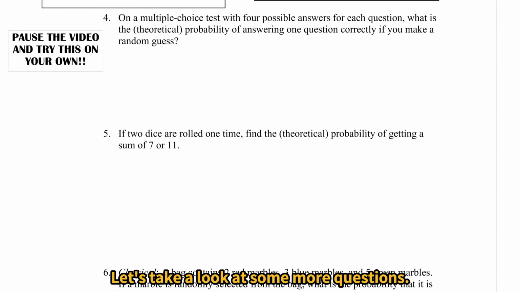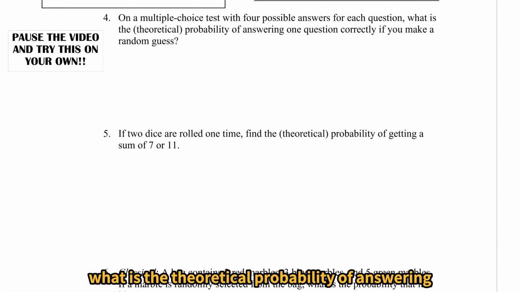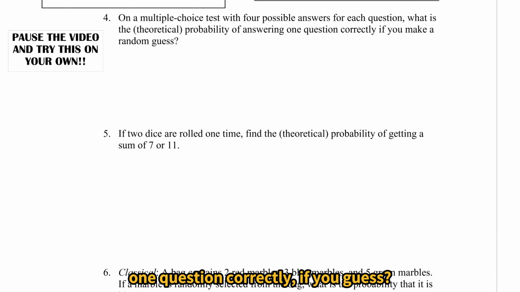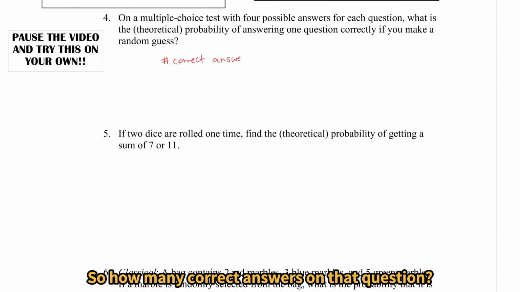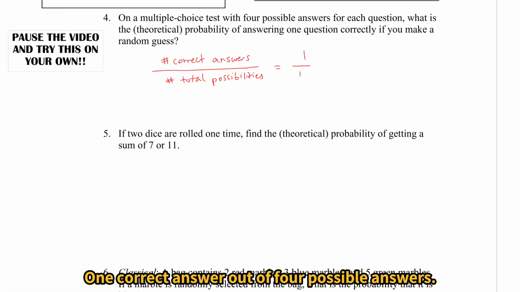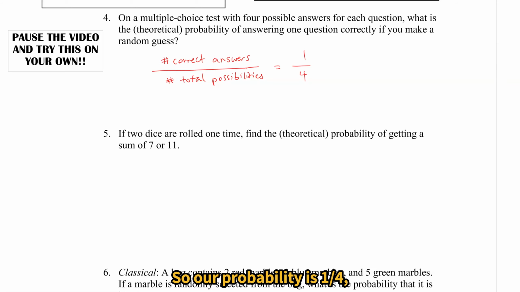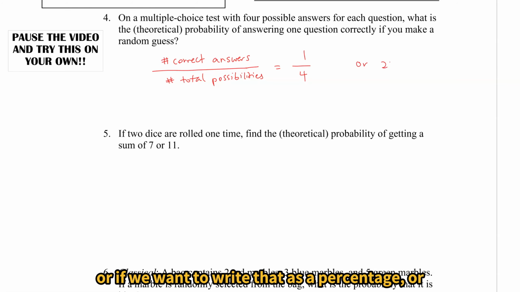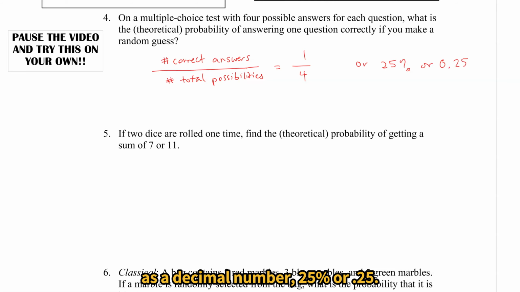Great! Let's take a look at some more questions. On a multiple choice test, with 4 possible answers for each question, what is the theoretical probability of answering one question correctly if you guess? So how many correct answers on that question? 1 correct answer out of 4 possible answers. So our probability is 1/4, or if we want to write that as a percentage or a decimal number, 25% or 0.25.